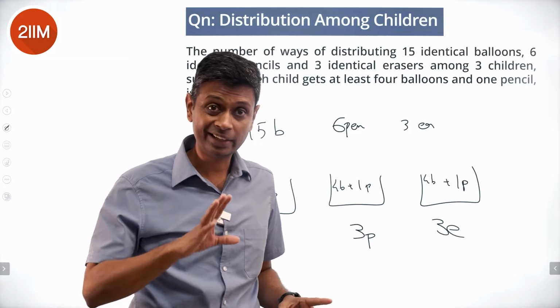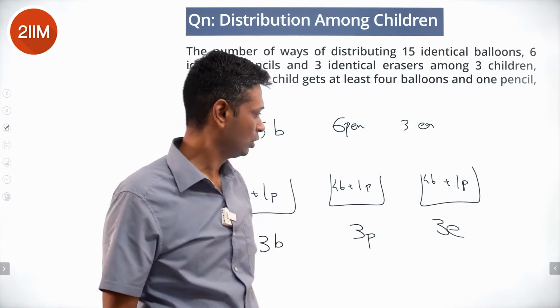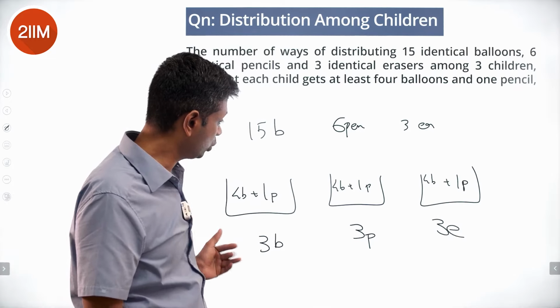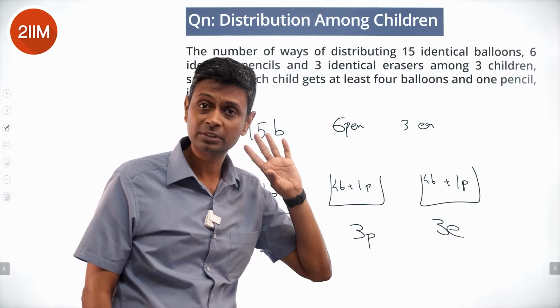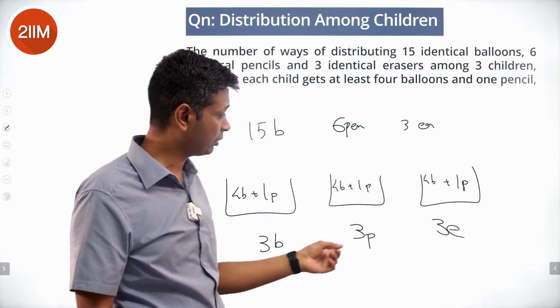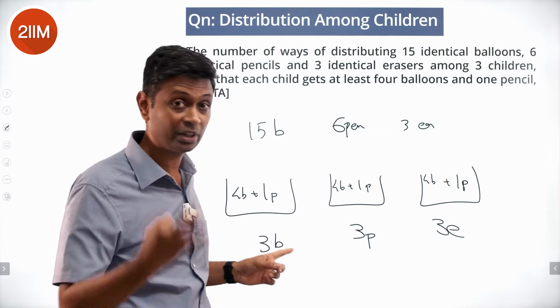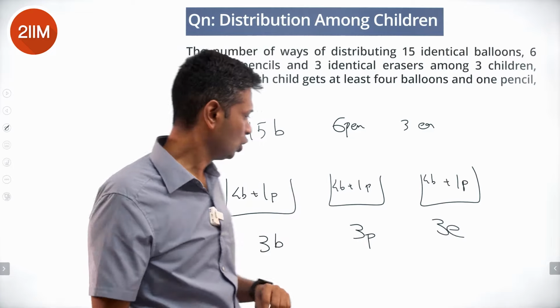The children are not identical, the balloons are identical, the pens are identical, the erasers are identical. This again is tricky because I could put one balloon, one pencil and two erasers, one remaining here, nothing there. I can even give nothing to the third person. I have three balloons, three pencils, three erasers. How do I distribute this? Each one does not have three choices because the balloons are identical. That becomes an issue. So what do I do?